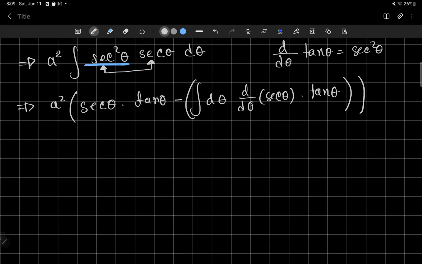I don't think it's tan theta. What is the derivative of sec theta? Anyone? I think it's sec theta tan theta. Yeah, it should be sec theta tan theta, right? Let me check. I don't believe you people. Yeah, it's sec theta tan theta.